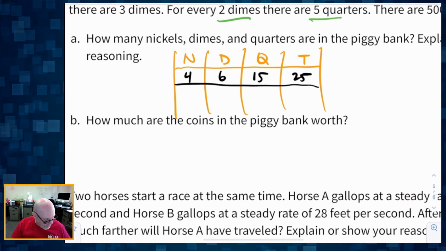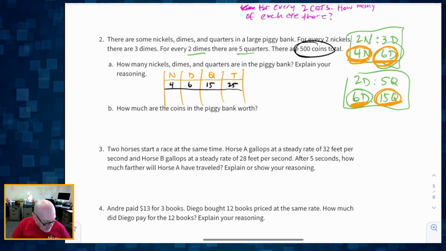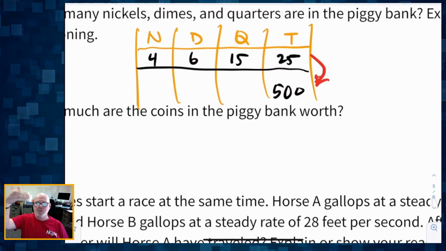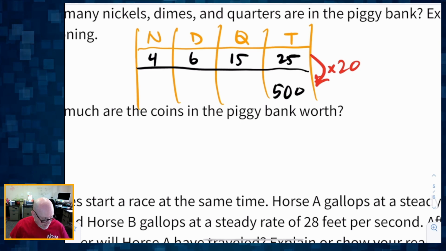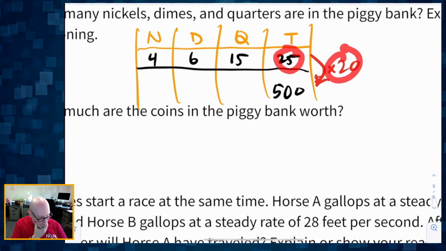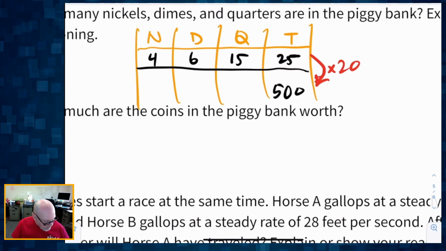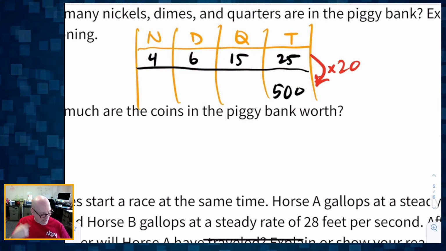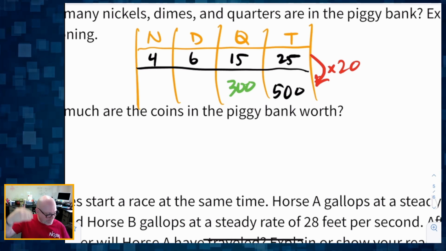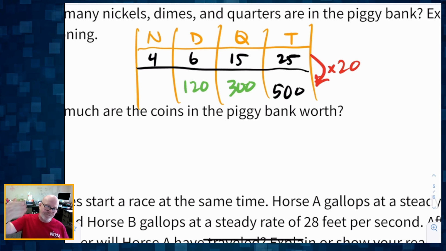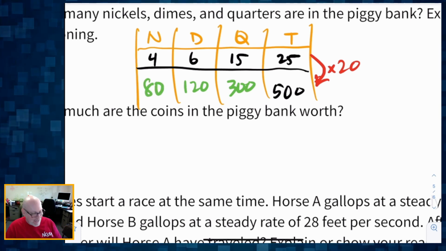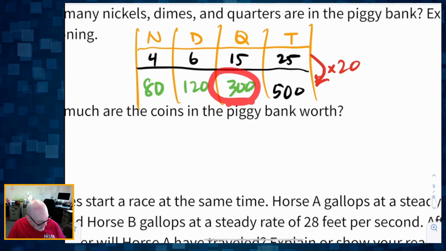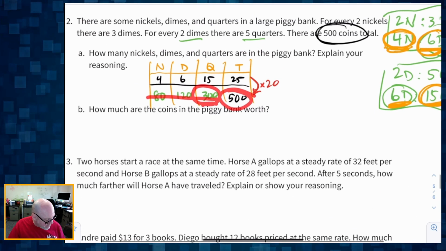Now, if I want to know how many of each would there be if we had 500 coins all together? So my thought is, what is our multiplication? Our multiplication would be 20, because 25 times 20 gives me 500. So then all I have to do is multiply each of these things by 20. So 15 times 20 is 300. 6 times 20 is 120, and 4 times 20 gives me 80, and there is my ratio: 80 nickels, 120 dimes, 300 quarters. That adds up to 500 coins.